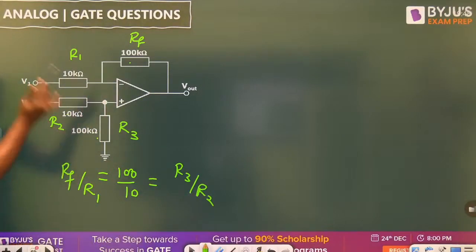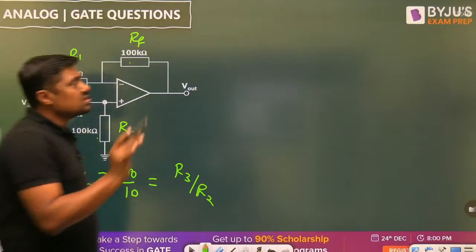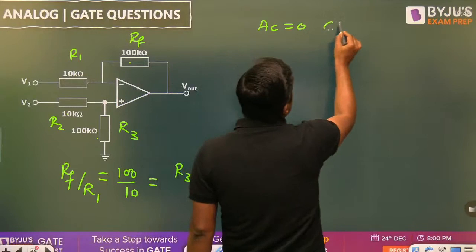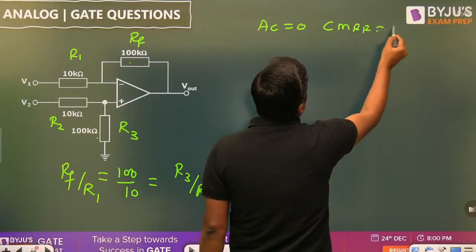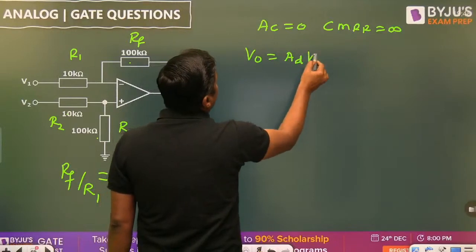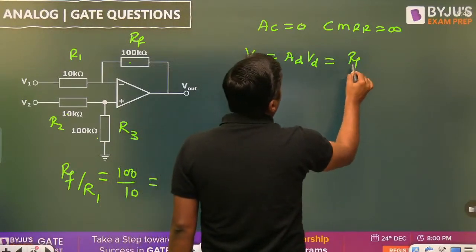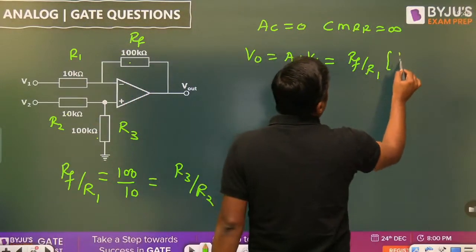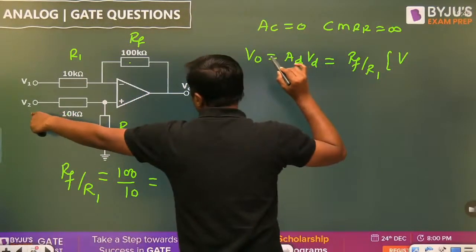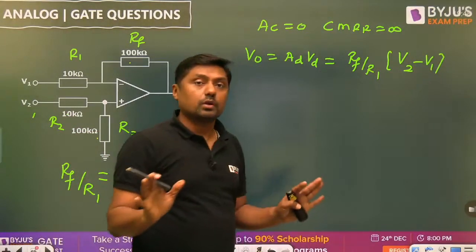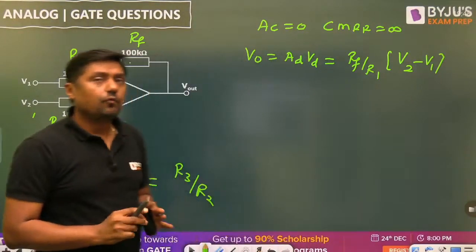Because it is also 100 by 10. This ratio is satisfied. If the ratio is satisfied means what? Common mode gain is 0. CMRR is infinite. And the output will become AD VD, where AD is nothing but RF by R1, and VD will become non-inverting terminal voltage, V2, minus inverting terminal voltage. That is the standard formula.